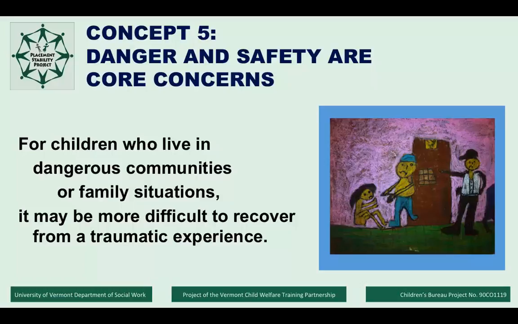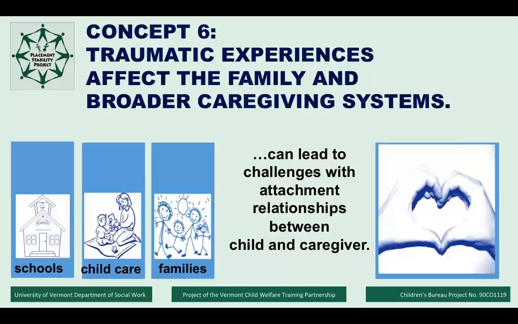For children who live in dangerous communities or family situations, it may be more difficult to recover from a traumatic experience. For example, children who live in violent communities may experience trauma triggers such as hearing gunshots on a regular basis, which makes it harder for them to feel safe and recover from past traumas. Children living in violent homes may be triggered by any sign of an argument or raised voices.